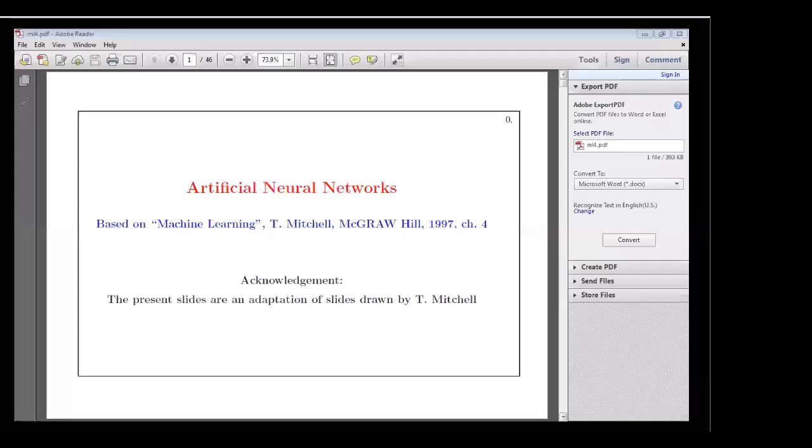Today we shall see artificial neural network. The use of artificial neural network, how we can design artificial neural network, what are the important features of artificial neural network?